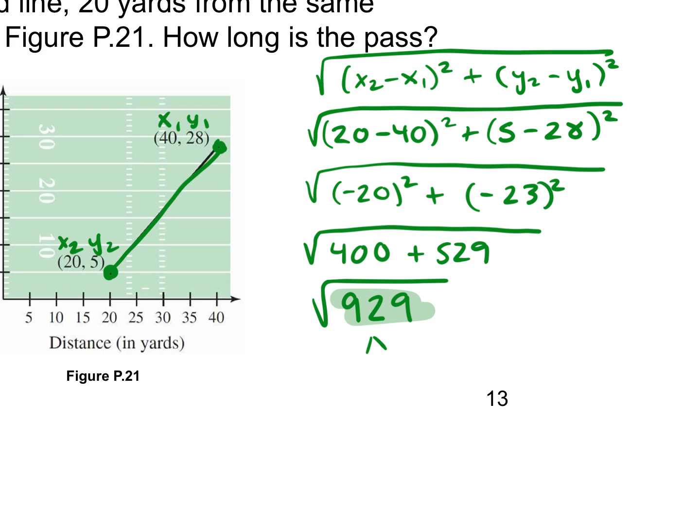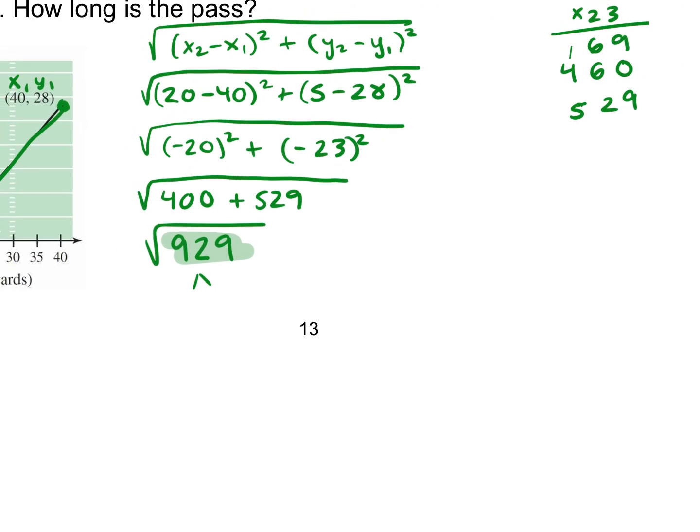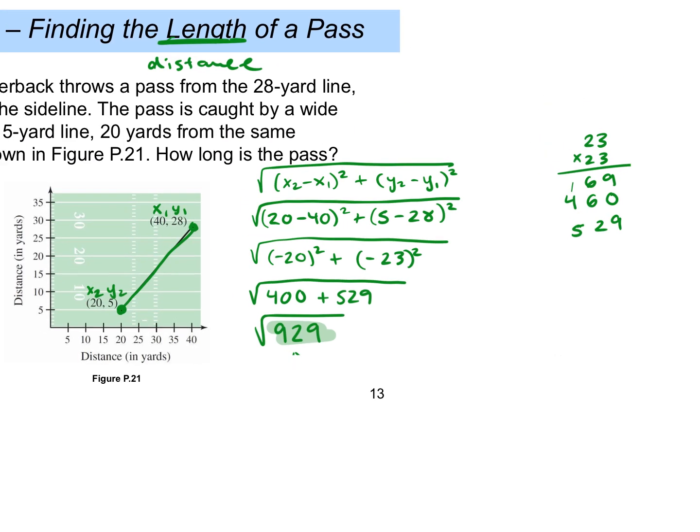If 2 didn't go into it, 4 is not going to go into it, 6 isn't going to go into it. We could try 7. I think that might be our last possible option. Let's try 7 just in case. So 929 divided by 7. 7 goes into 9 one time. 7 goes into 22 3 times. And 7 does not go into 19. So I think 929 is a prime number. So that would be as simplified as we can go.